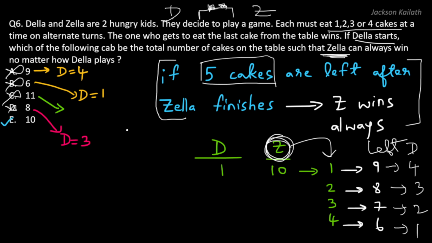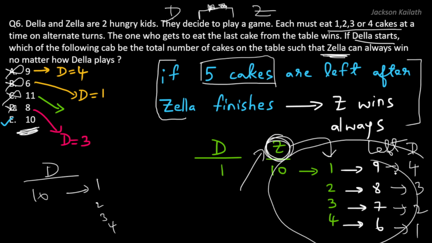Now again, you can notice one more thing over here. Having 10 over here is actually nothing but putting Della over here, right? So again, let me just write that over here once more for clarity. Over here, let's say Della starts off and there are 10 cakes. Now Della can eat 1, 2, 3 or 4. You can see it's the same thing, which is over here, just Della and Zella are interchanged.